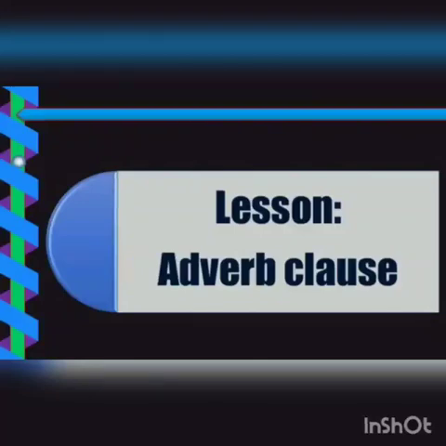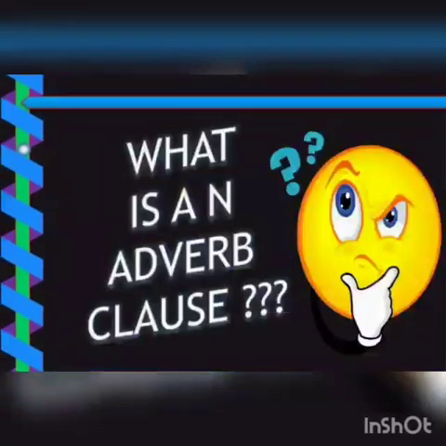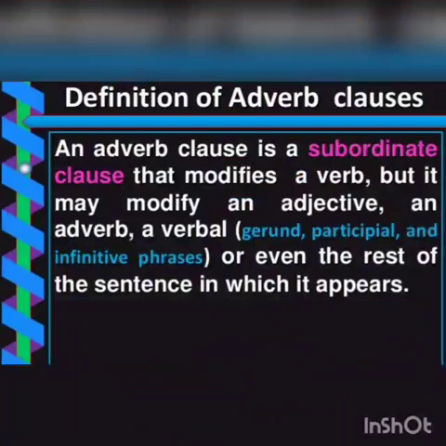Let us now study the second type of clause, the adverb clause. Let us first understand what an adverb clause is, and then we will study the types of adverb clause. An adverb clause is a group of words, that is, a combination of a subject and a verb, that functions as an adverb in the sentence. The adverb clause modifies the verb in the main clause.